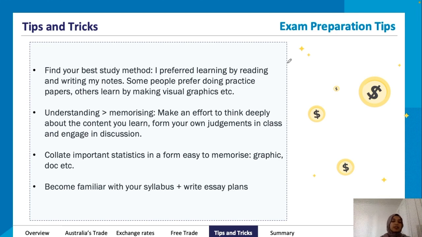So make an effort to think deeply about the content that you learn rather than just memorizing it, because the HSC examiners are really focused on people, and they are going to make the exam in a way to reward people that have understood the content. Right? So memorizing can only take you so far. If you understand the content, you can add in your own analysis.